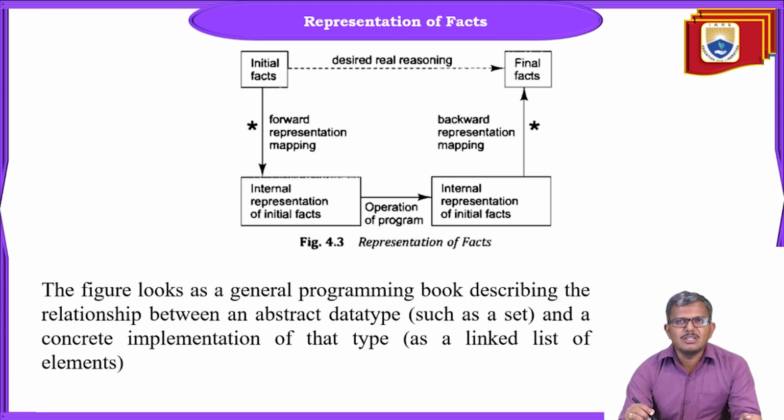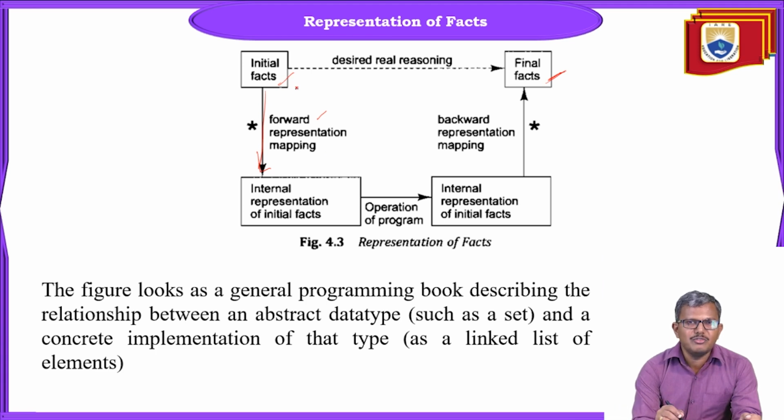Now we will try to understand how this works. For example, these are the internal facts. From the facts, we need to get the final facts. So from the facts, we are giving a mapping to the internal representations. Such a mapping is called a forward representation mapping. In simple words, the forward representation mapping is a mapping that shows the association from the initial facts to the internal representation of those facts.